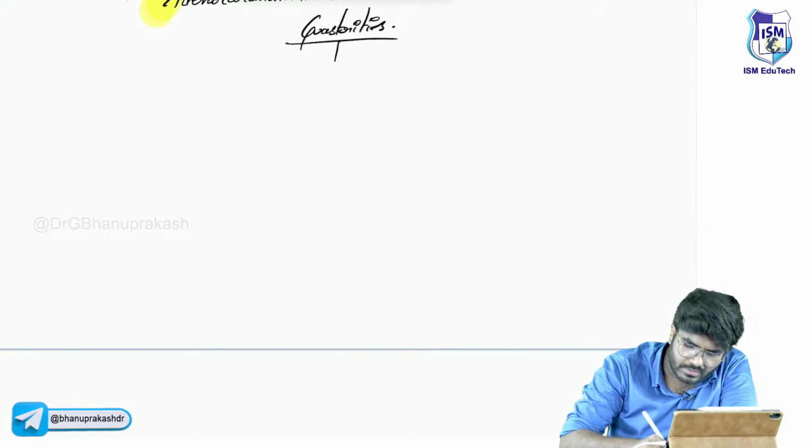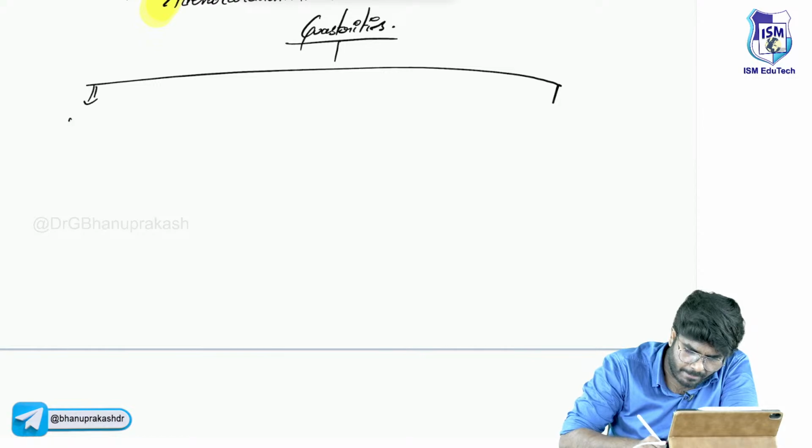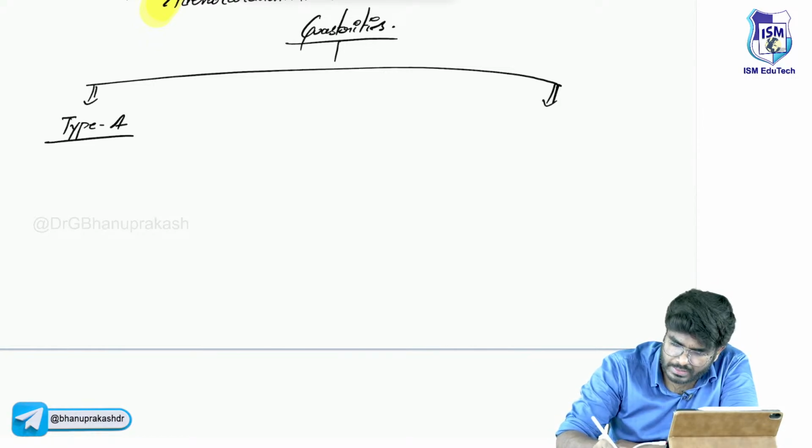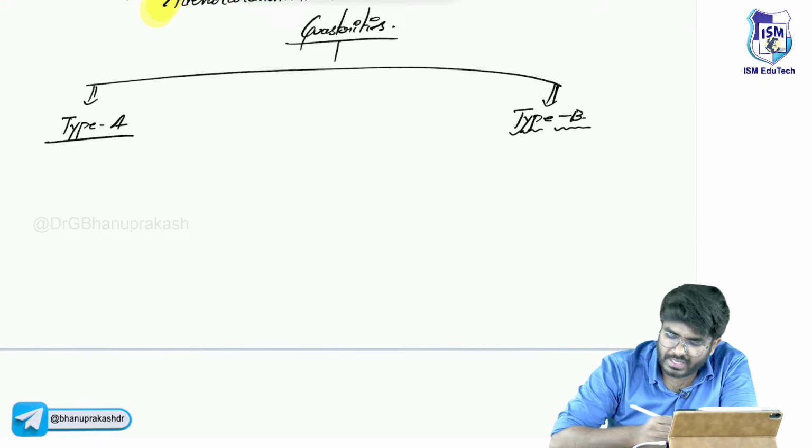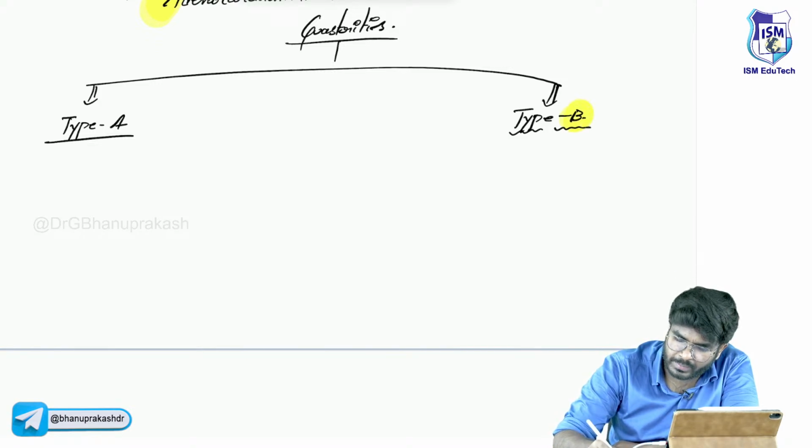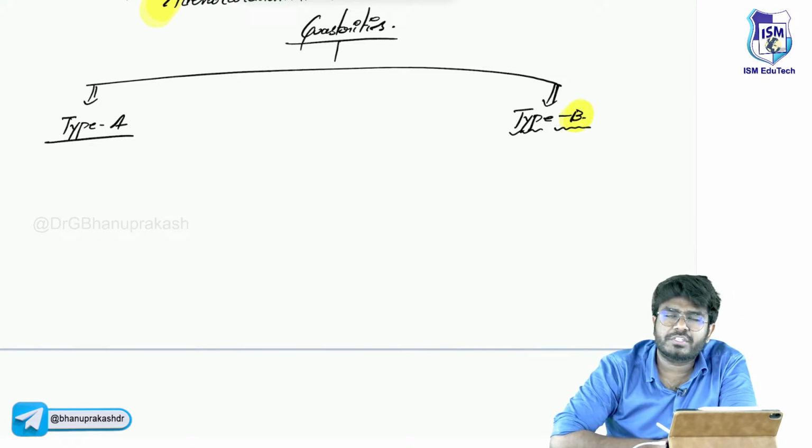Gastritis is divided into type A, that we have completed already, and type B, that we have to discuss now. The type B gastritis, I have already explained. The B is for bacterial, because of some bacterial infection of the gastric mucosa.